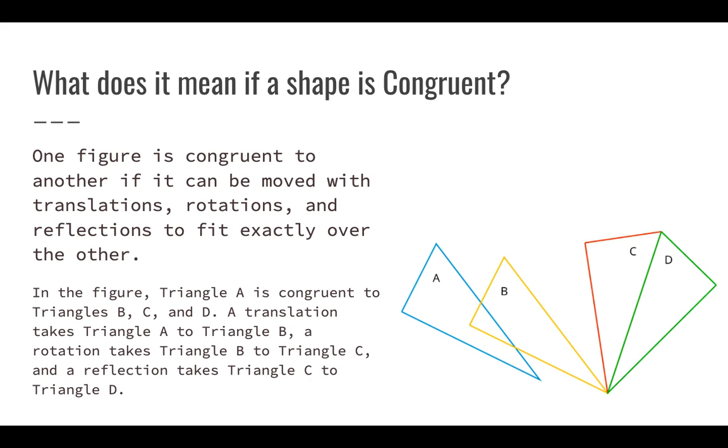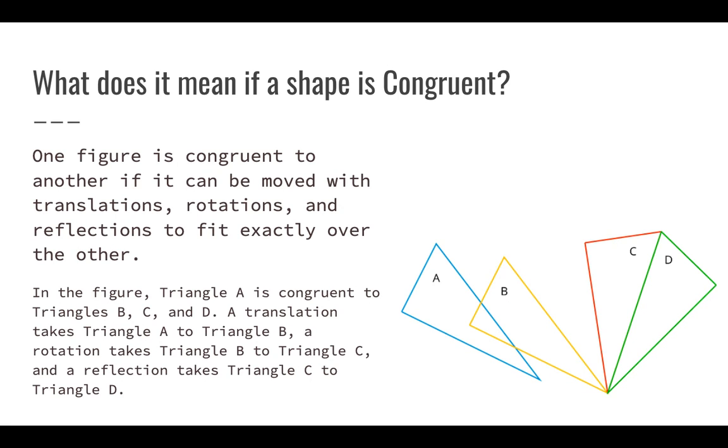So for example, we've got shape A and shape B. Both are triangles. If I started with shape A, I could translate it down and to the right, and it would cover exactly over shape B. Because it would cover exactly over shape B, shape A and shape B are congruent. The way I could find out that they're congruent is through a translation, which is a rigid transformation.